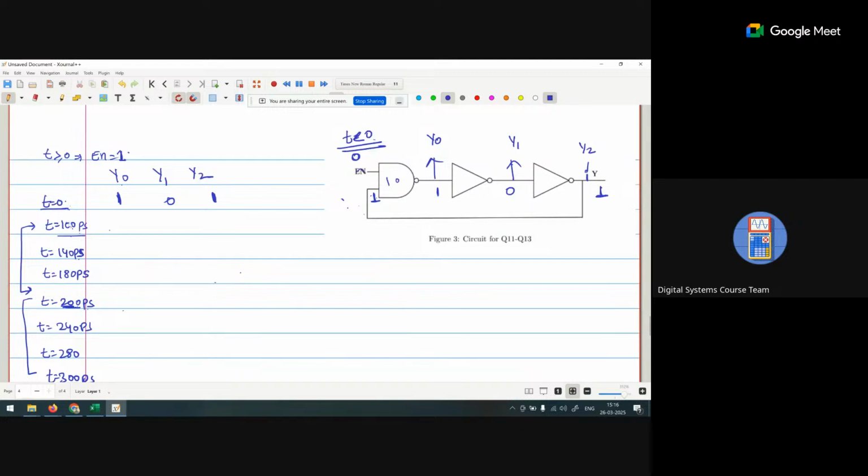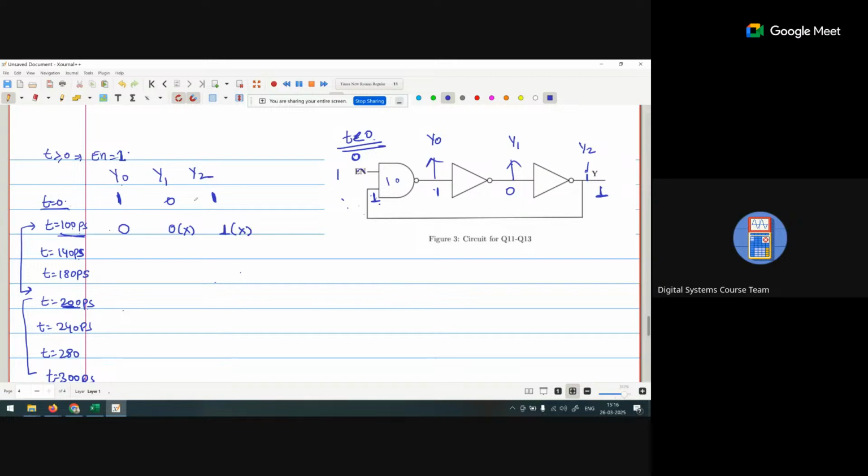Can you check? Before t is equal to 0, y2 is 1. Now at t is equal to 0, when we apply it, enable is 1 and this one is the 1. So what we are getting, y0 is 0. But this y0 will be 0 at t is equal to 100 picosecond. Here it is a 0, don't care condition, and here it is a 1, invalid condition. Not don't care, invalid condition.